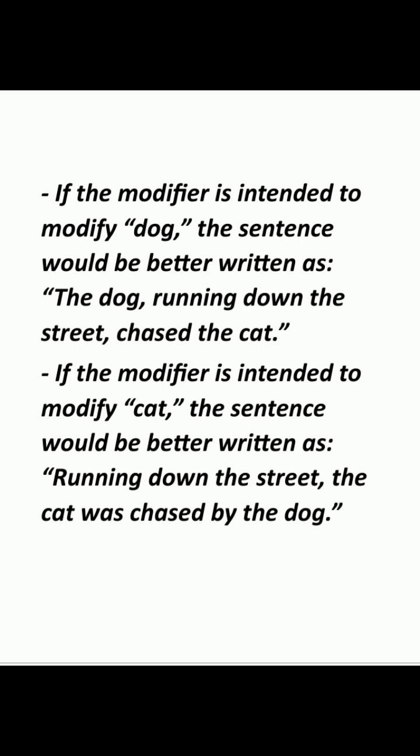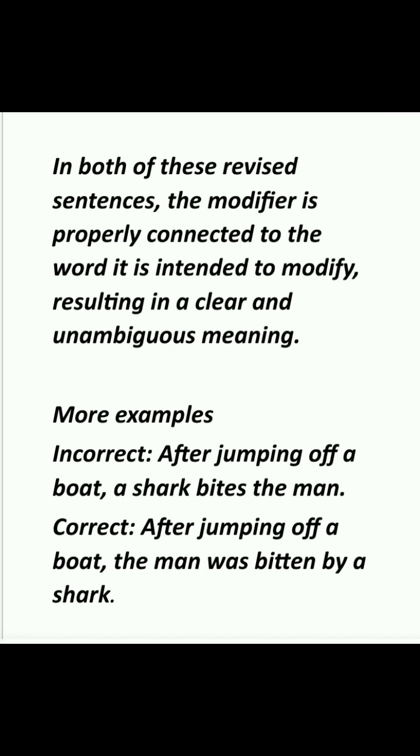If the modifier is intended to modify dog, the sentence would be better written as: The dog running down the street chased the cat. If the modifier is intended to modify cat, the sentence would be better written as: Running down the street, the cat was chased by the dog. In both of these revised sentences, the modifier is properly connected to the word it is intended to modify, resulting in a clear and unambiguous meaning.